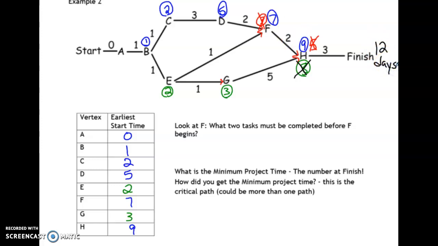Okay, so if we looked at F, notice what 2 things had to be done before we could do F, before F began. We had to have D done. We also had to have E done. Okay, so before I could ever develop the film, I had to have sports photos taken. And I had to have the teachers' photos taken.